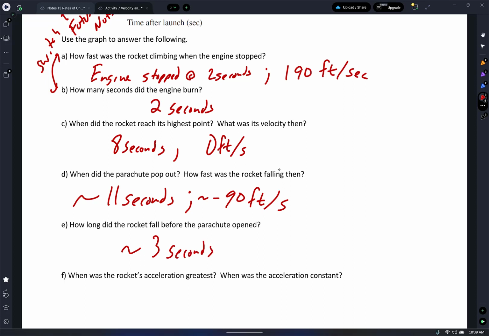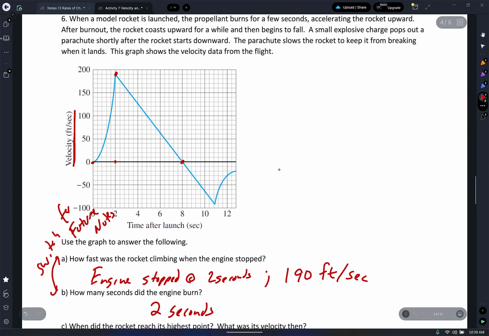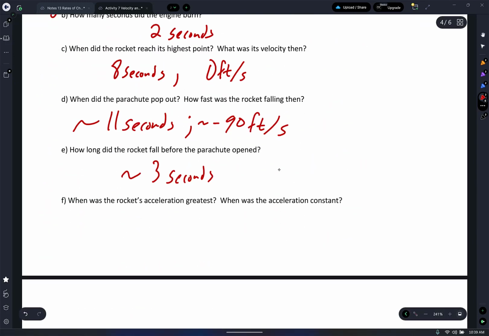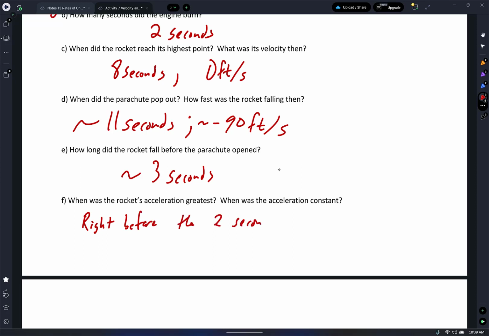When was the rocket's acceleration greatest? Well, when do I have the steepest tangent line? Right before the 2 second mark.